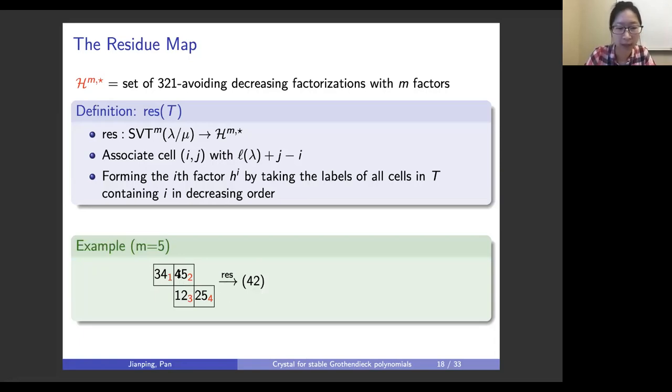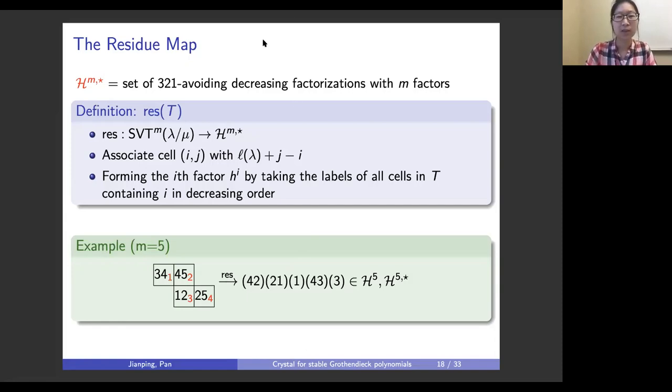And next I look at the 4. There are 2 4s. They contain 2 and 1. So 2, 1 will be the element in the 4th factor. And so on. The 3 has 1 and 2, 2. So that's 4, 3. And 1, just a 3. So we obtained a decreasing factorization with 5 factors. This one is actually 3-to-1 avoiding. In fact it will always be 3-to-1 avoiding. And furthermore, that is actually a bijection in some sense.